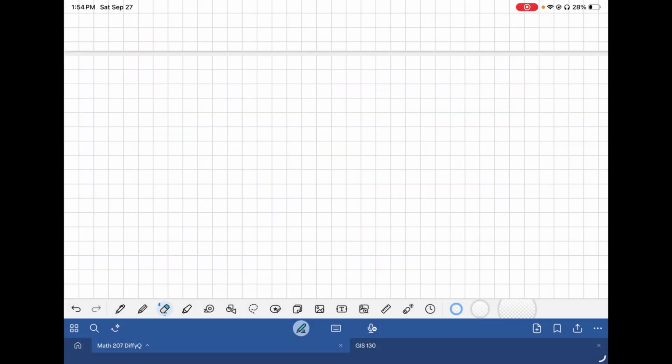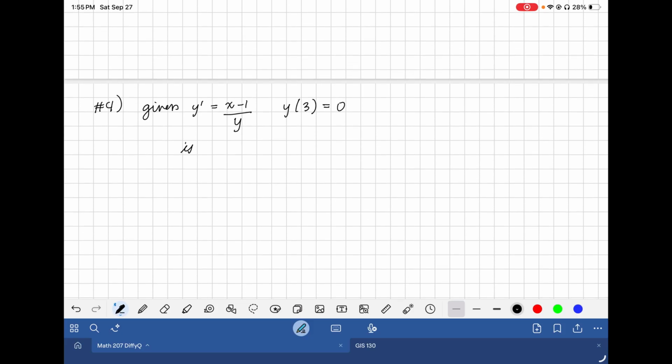To our last one. Oh, number 4. We are given y prime is equal to x minus 1 over y. And we're also given the initial condition y of 3 equals 0. And so we are given the prompt of, is there a solution to this equation? And is it unique?